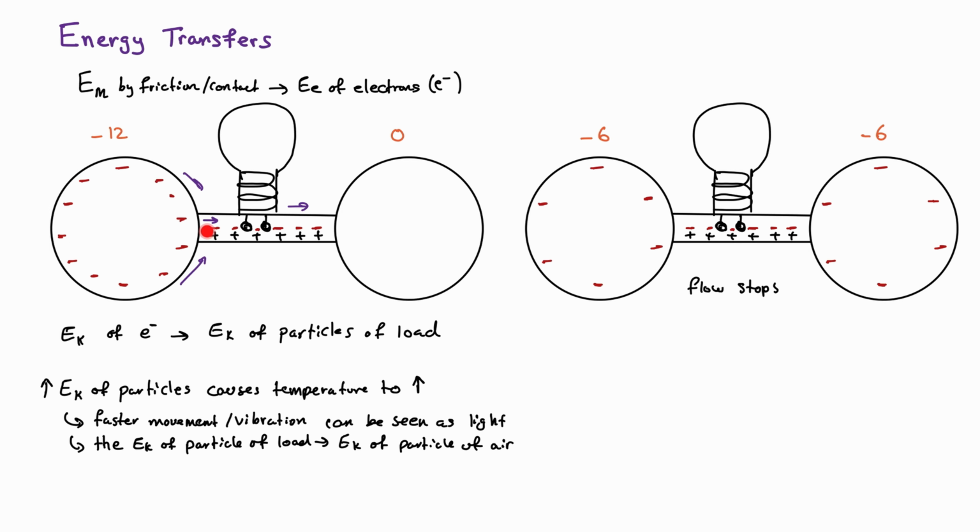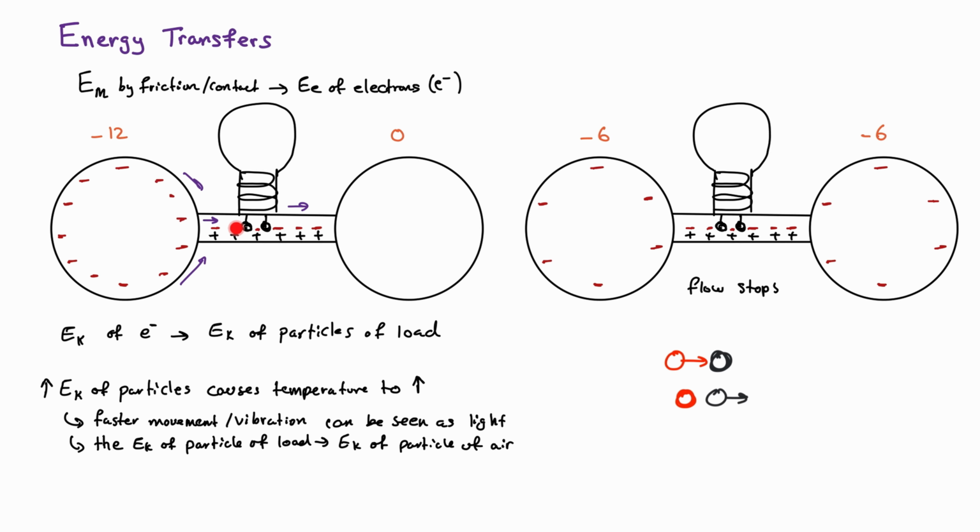And as these charges in the wire start moving, being pushed by this charged object, they bump into these particles. When you have an object which is moving in this direction and bumps into another object, this object here slows down and this object here starts to move. This is what we call transfer of energy, kinetic energy, or transfer of momentum.